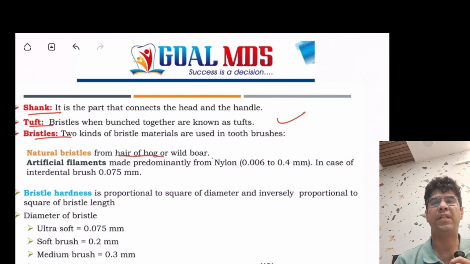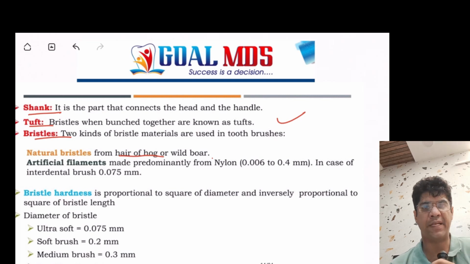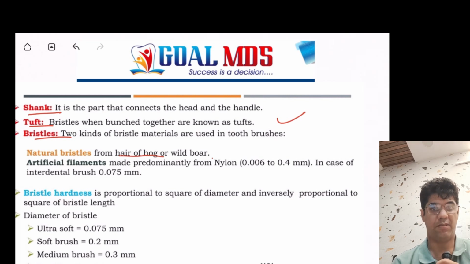The natural bristle is made from the hair of hog or wild boar. So hair of hog or wild boar refers to the bristle-like hair that grows on the wild boar's body. Wild boars are a type of pig found in various parts of the world, and they are known for tough and wiry hair. This hair is used for making brushes, etc. The artificial filament is made from nylon.